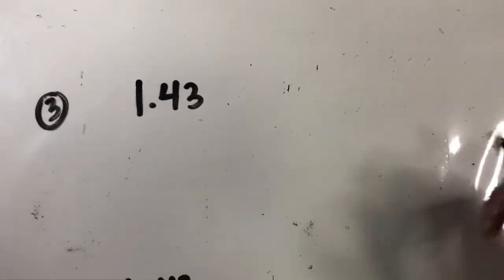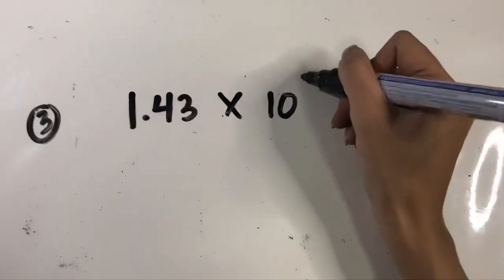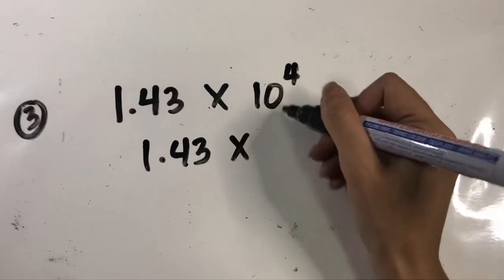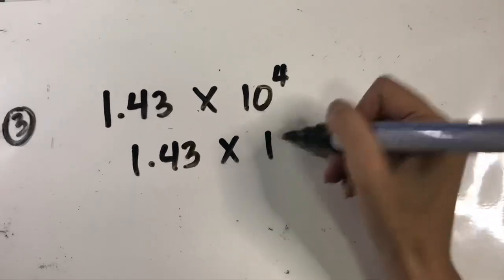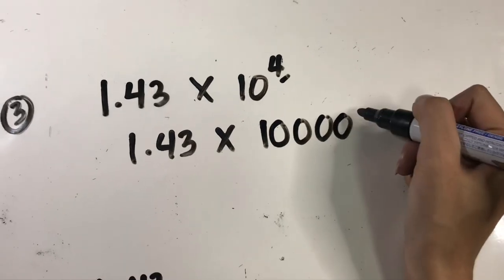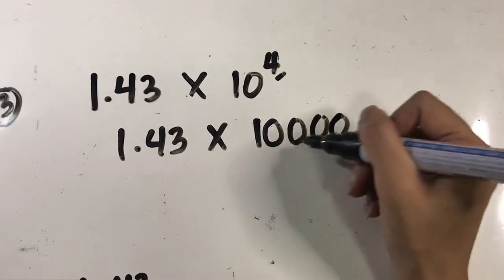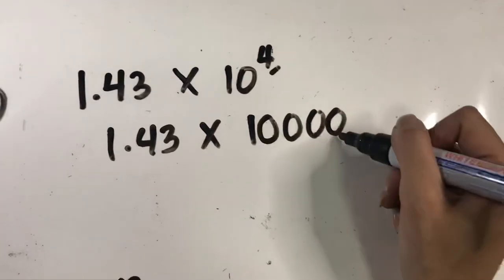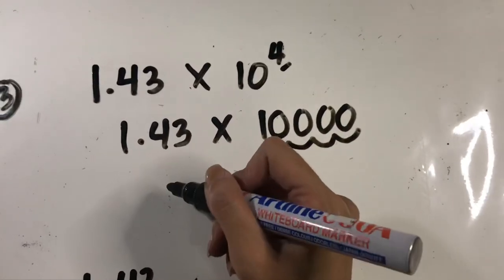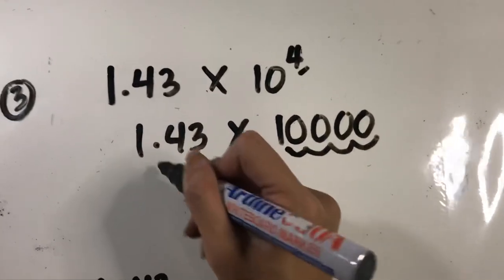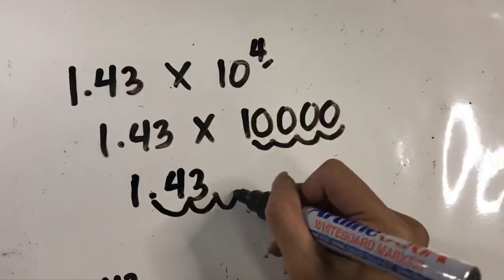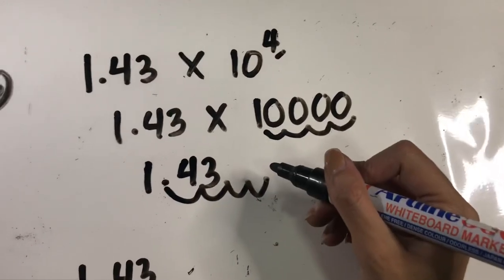Next will be 1.43 times 10 raised to 4. So 10 raised to 4 is equivalent to 1 with 4 zeros. 1, 2, 3, 4. Okay, if we are multiplying by this number, we have to count how many zeros. 1, 2, 3, 4. So we have to move 4 decimal places to the right. So we have 1.43, 1, 2, 3, 4.